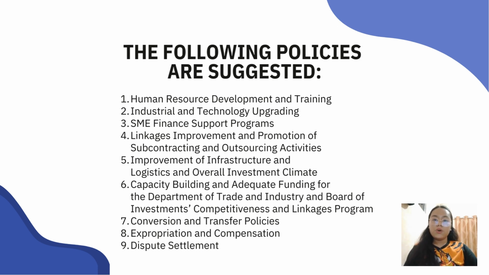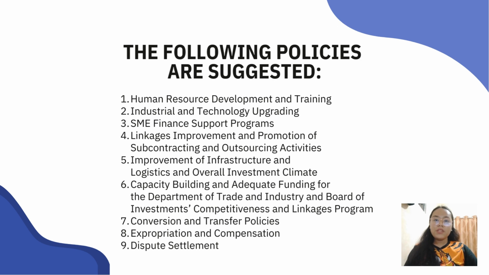Fourth policy recommendation is linkages improvement and promotion of subcontracting and outsourcing activities. To make strategic linkages with multinational corporations, it is important to develop a program to provide information exchange to local firms. Linkages improvement and promotion of subcontracting and outsourcing activities is a strategic initiative that aims to enhance collaboration and efficiency among businesses by fostering strong connections and promoting the outsourcing of specialized tasks. By encouraging partnerships and streamlining processes, this initiative empowers organizations to support each other's strengths and drive mutual growth in a fast-evolving business landscape.